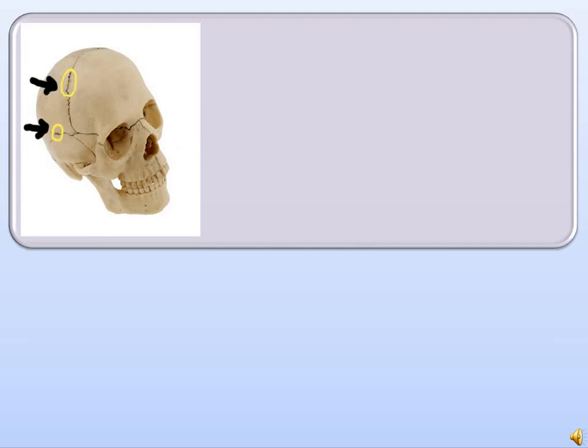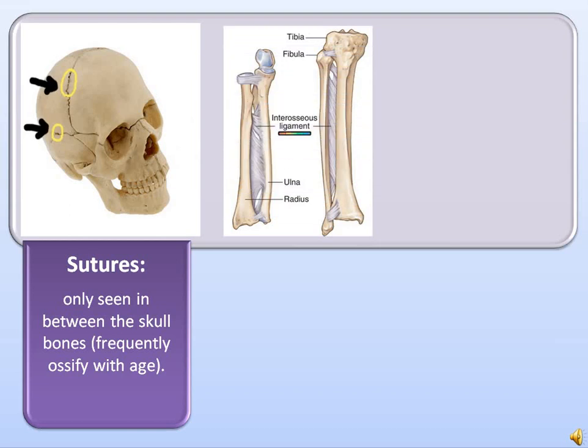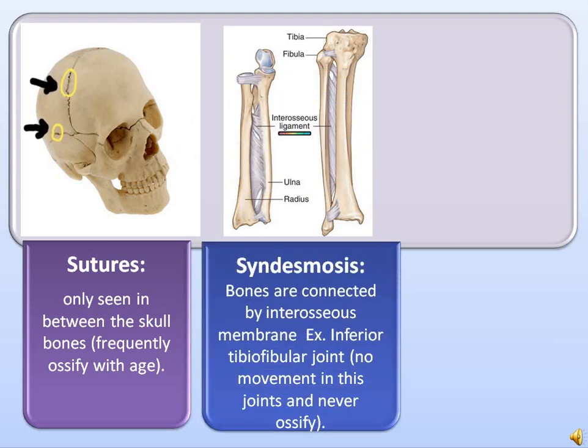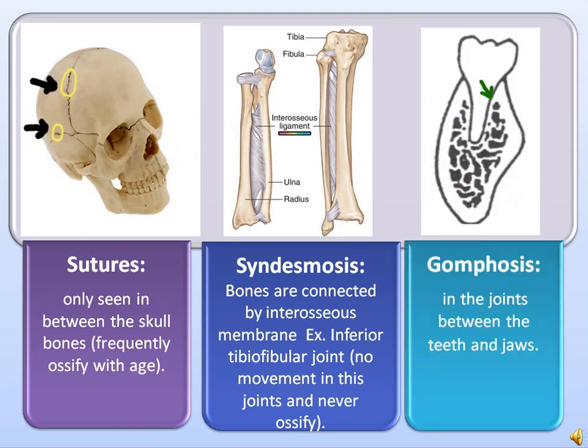So the sutures, these are only seen in between the skull bones, and these frequently ossify with age. Then next we have the syndesmoses. So here the bones are connected by the interosseous membrane. For example, the inferior tibiofibular joint, and here no movement is possible in these joints, and these kind of the joints, they never ossify. Then the last one we have the gomphoses, which are there in the joints between the teeth and the jaws.